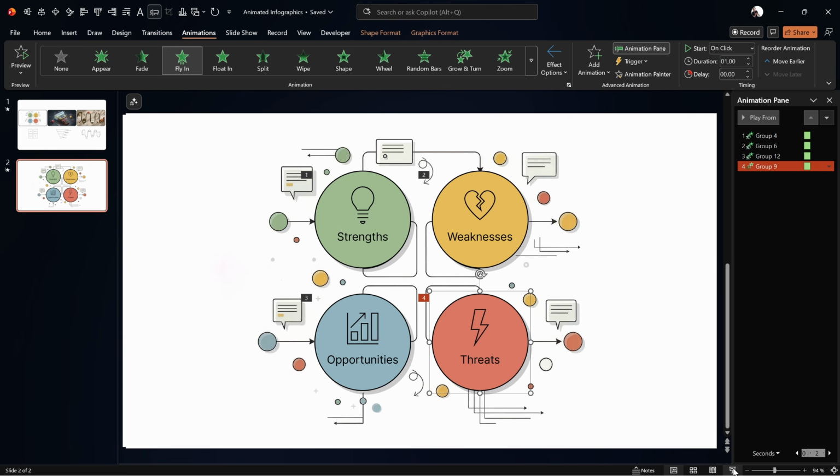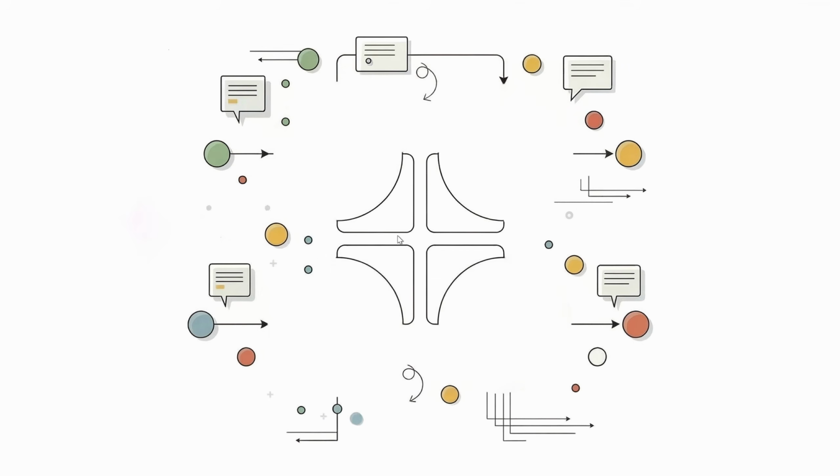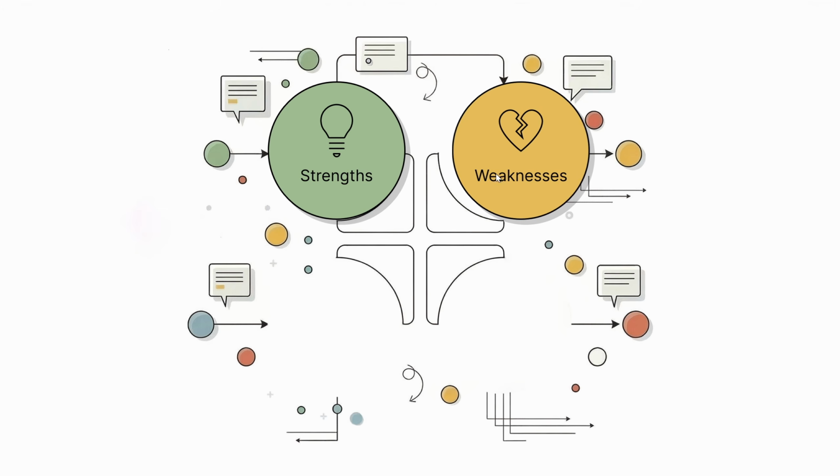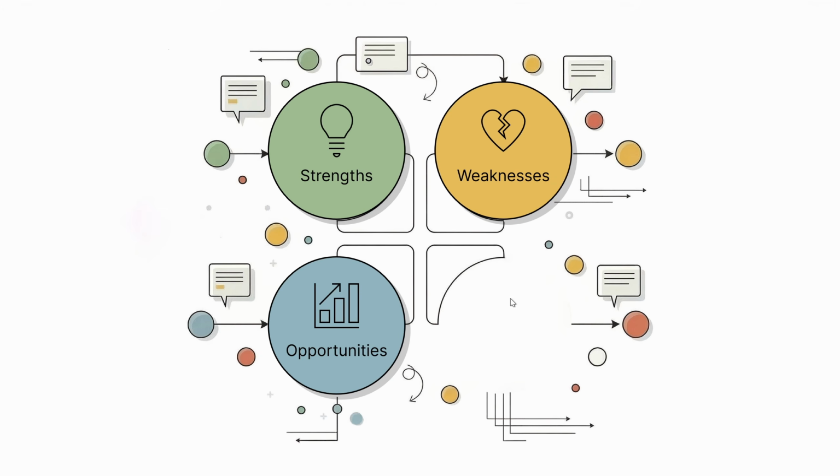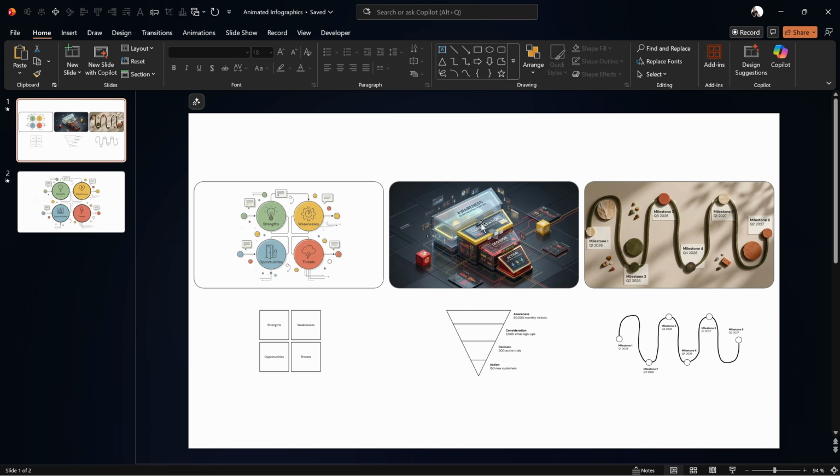So let's check it out on the full screen. Let's click once. Here it is, strengths. Click once again. Here are the weaknesses. Click number 3, opportunities. And skadoosh. Click number 4, the threats. That's nice, my friends. Okay, so let's proceed to the second infographic.